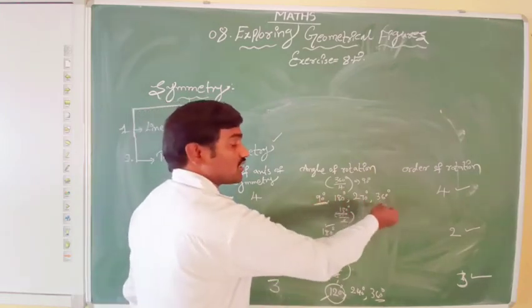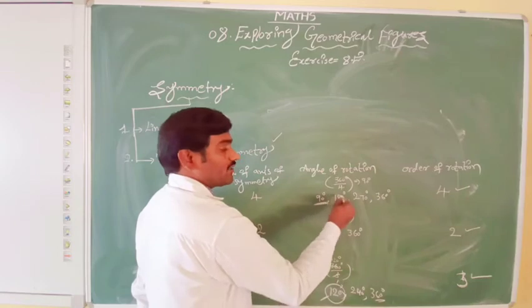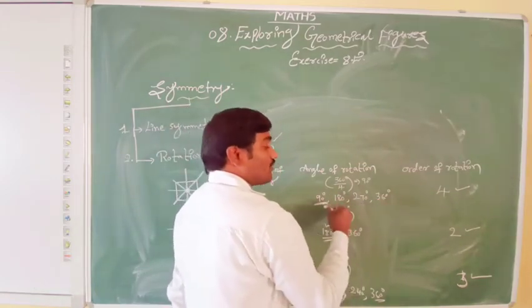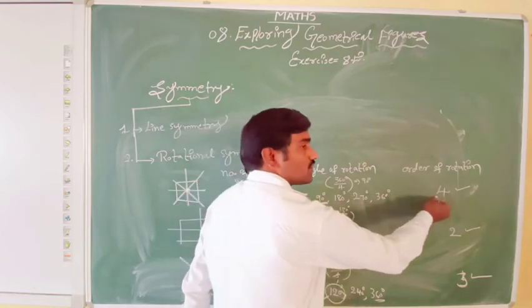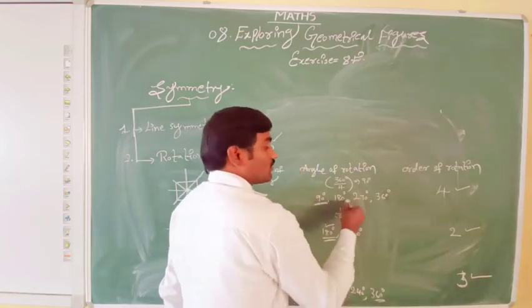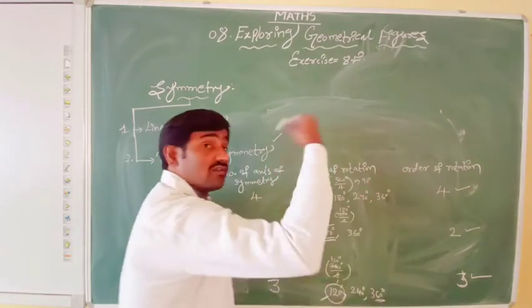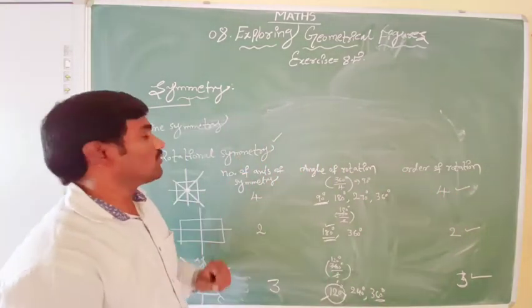How many times does it rotate? If the angle of rotation is 90: 90 plus 90, 180; 180 plus 90, 270; 270 plus 90, 360 degrees. So how many times does it look the same? 4 times. So here 1, 2, 3, 4. Here the order of rotation is 4. If the order of rotation is more than 1, it is known as rotational symmetry.